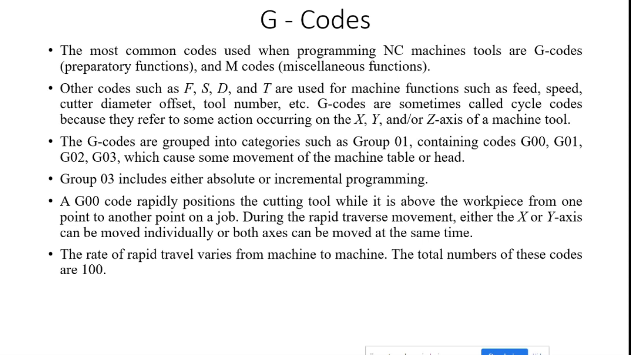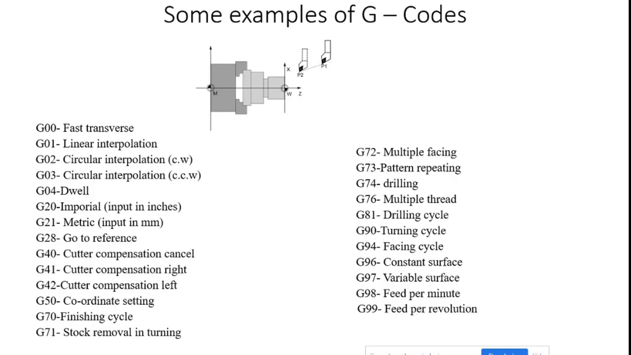Here the rate of rapid travel varies from machine to machine, because the manufacturer gives different commands to the machine. So the rate of rapid travel depends on the machine tool manufacturer. The total number of these codes is limited to 100. Let's see what G codes are available for part program writing. Yes, I will give you some examples of G codes.